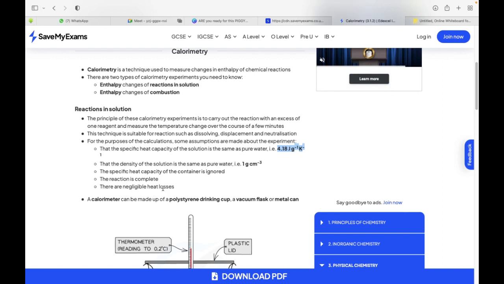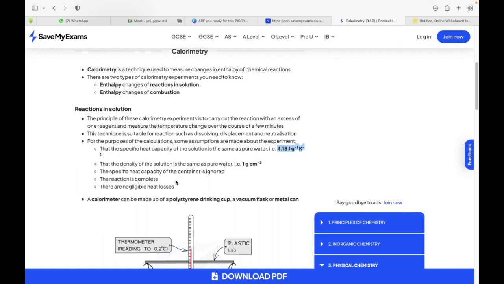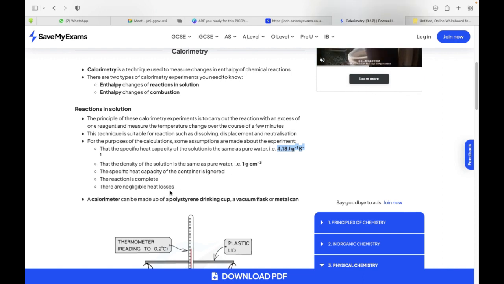Okay, then the reaction is complete. Then there are negligible heat losses. Obviously, when an experiment is carried out, there are small, tiny heat losses here and there, due to conduction or other reasons. We can accommodate that, but two basic assumptions we make in this experiment, and remember we are talking about reactions in solution, are about the specific heat capacity of the solution.